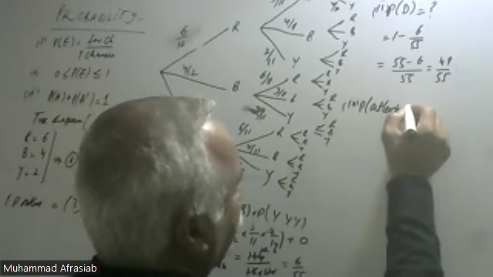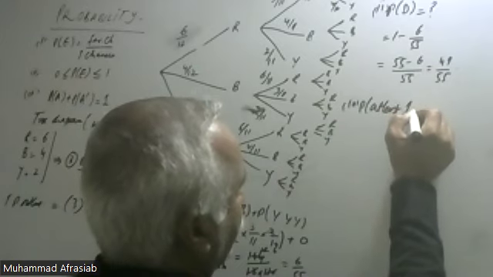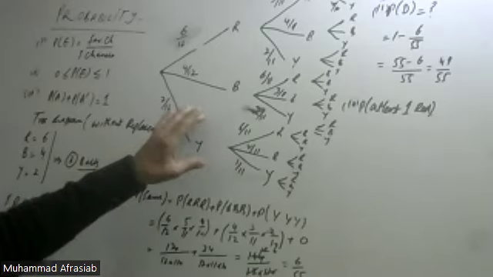Now, if they ask, find the probability of at least one red ball. So this means, at least one red means what? Whatever the balls you are selecting, at least one red should be there. One red can be there, two reds can be there, three reds can be there. So if you open this, it will be a very long chart.